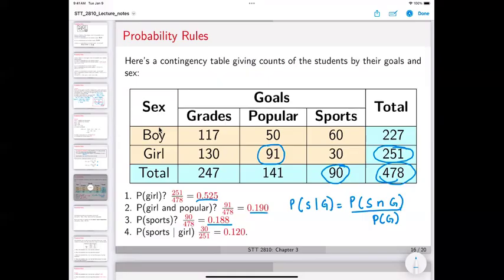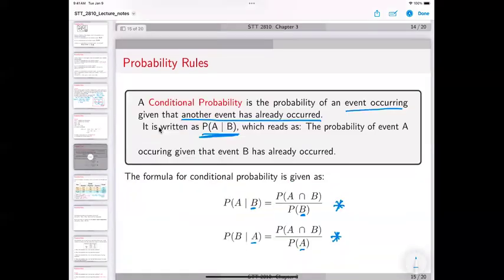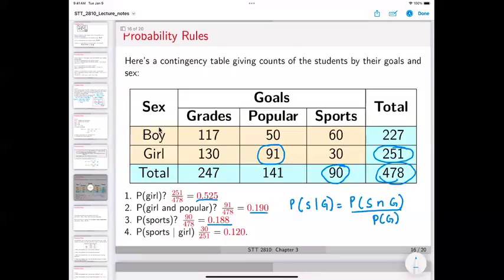It is based on this formula here. So we can see from here, sports and a girl, the probability of you being in sports and a girl. So you are in sports and you are a girl. So what would that be? Sports and a girl is this. Is that okay? So that's going to be what? 30 divided by 478.